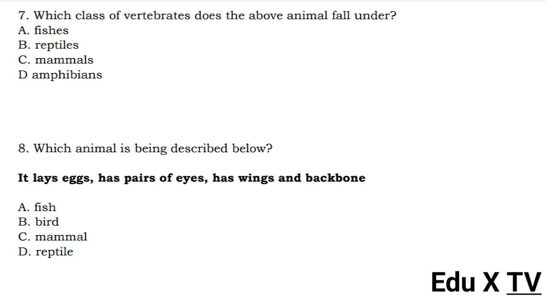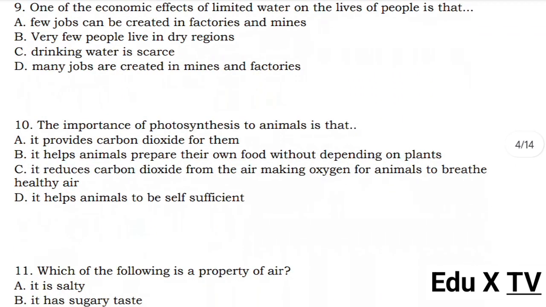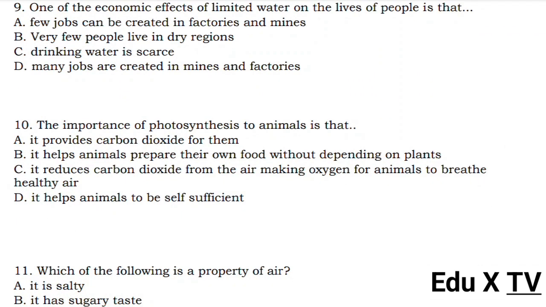Number 8, which animal is being described below? It lays eggs, has pairs of eyes, has wings and backbone. Answer B. Number 9, one of the economic effects of limited water on the lives of people is that answer A. Number 10, the importance of photosynthesis to animals is that answer C.